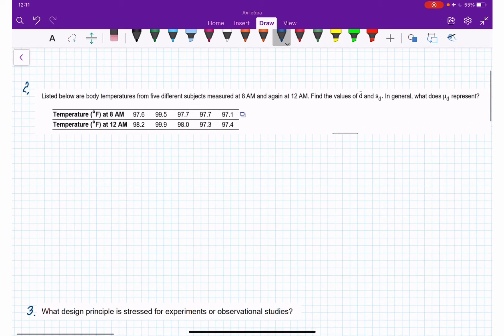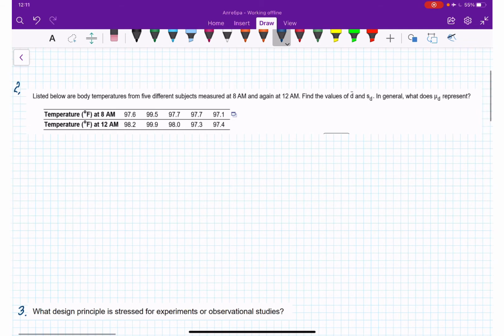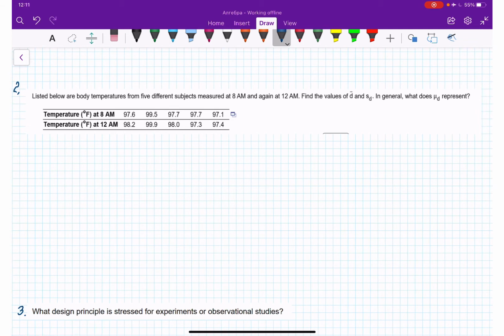Second one, listed below are body temperatures from 5 different subjects, measured at 8 a.m. and then again at 12 a.m. There we go. Those are paired and those are dependent samples. Find the value D bar and SD.